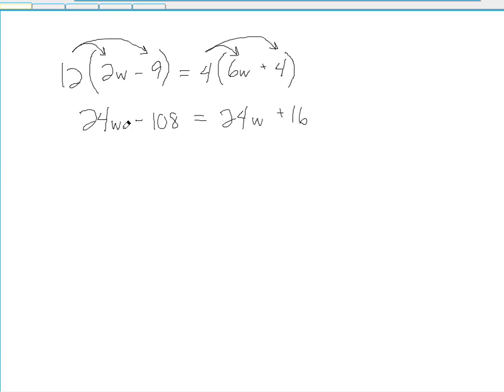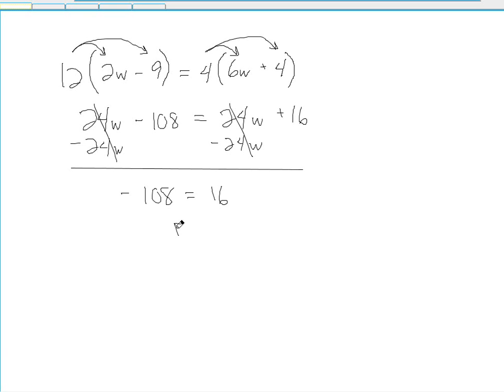You may notice it right here, you may not, that's fine. You have to get all the W's to one side, so let's say I pick these 24 and move them over by subtracting them. I do the same thing to the other side. Look what happens, folks. Whenever this happens, this is a possibility sometimes, right? Where you eliminate the variables completely and you're left with this statement, which is in fact a false statement. Negative 108 never equals 16. What this means is when you eliminate the variables and you end up with a false statement, there's no solution.